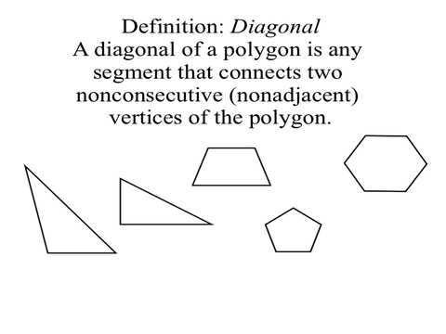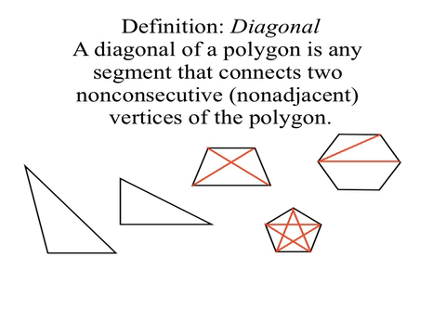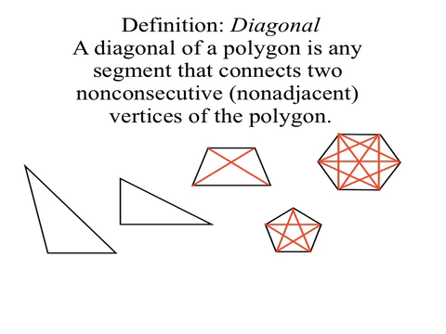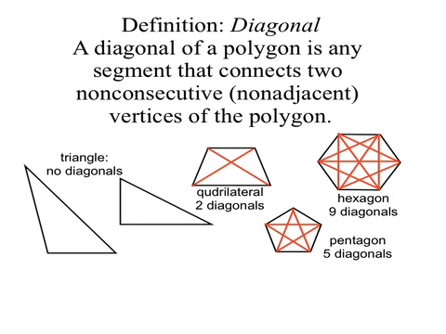And now, an official definition of the word diagonal, a word we've used several times. A diagonal of a polygon is any segment that connects 2 non-consecutive, also known as non-adjacent, vertices of the polygon. We already know that triangles don't have any diagonals. So there's the 2 diagonals in a quadrilateral. And there's 1, 2, 3, 4, 5 diagonals of a pentagon. And 1, 2, 3, 4, 5, 6, 7, 8, 9 diagonals in a hexagon. And we can summarize: triangle, no diagonals; quadrilateral, 2 diagonals; pentagon, 5 diagonals; hexagon, 9 diagonals.